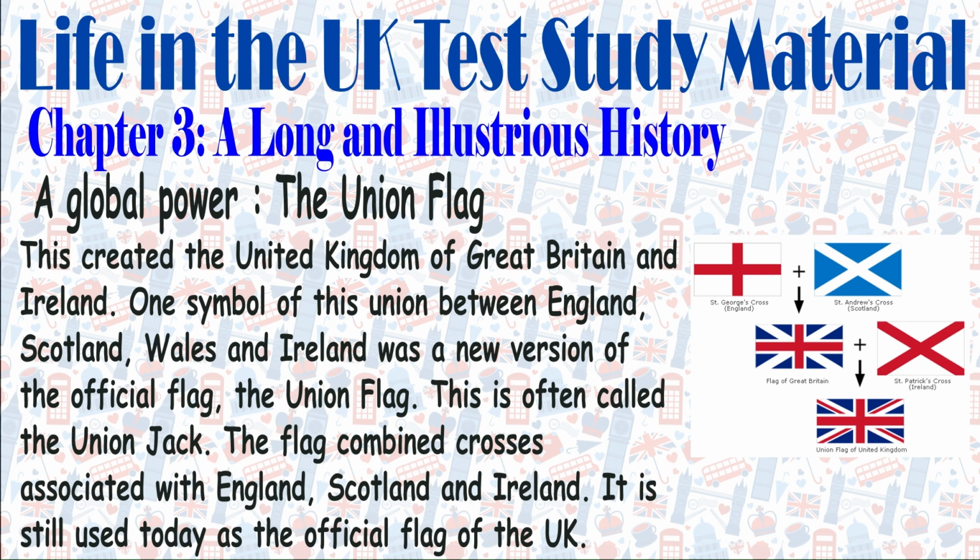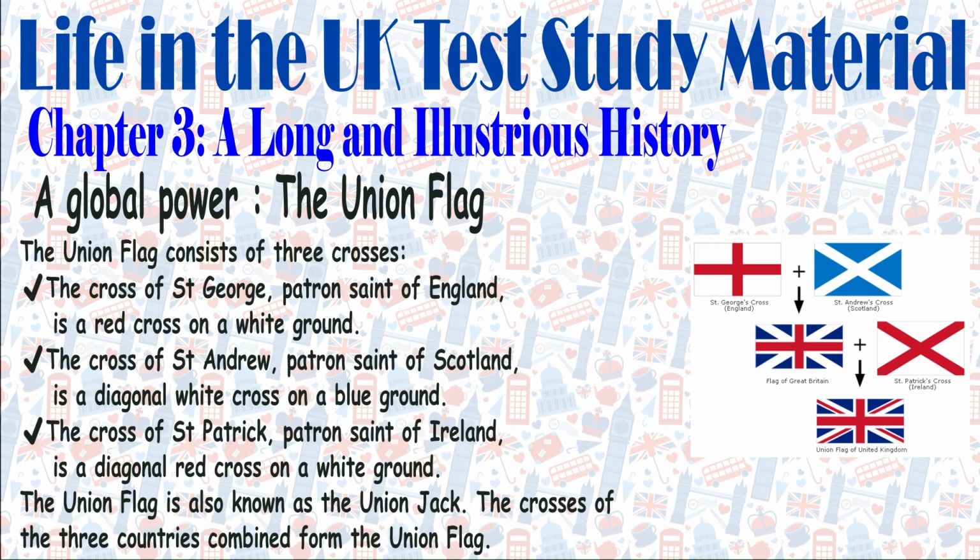One symbol of this union between England, Scotland, Wales, and Ireland was a new version of the official flag, the Union flag. This is often called the Union Jack. The flag combined crosses associated with England, Scotland, and Ireland. It is still used today as the official flag of the UK.